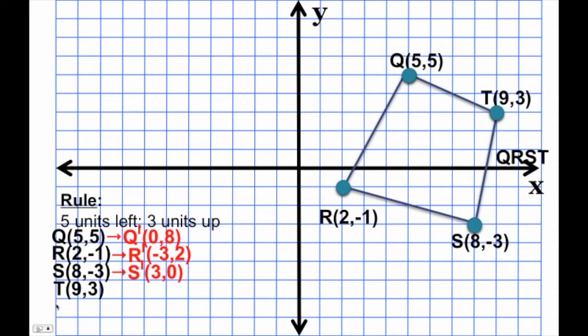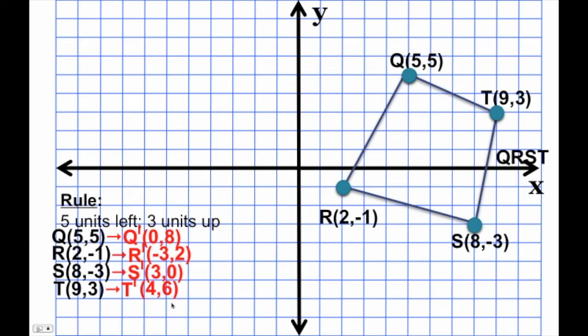And finally, we have T. And T is going to become T prime at 9 minus 5, 3 plus 3. Again, we're subtracting 5 from our x coordinate because we're going 5 to the left, and we're adding 3 to our y coordinate because we're going 3 units up. And that's going to give us our new coordinates, which are T prime at 4, 6.